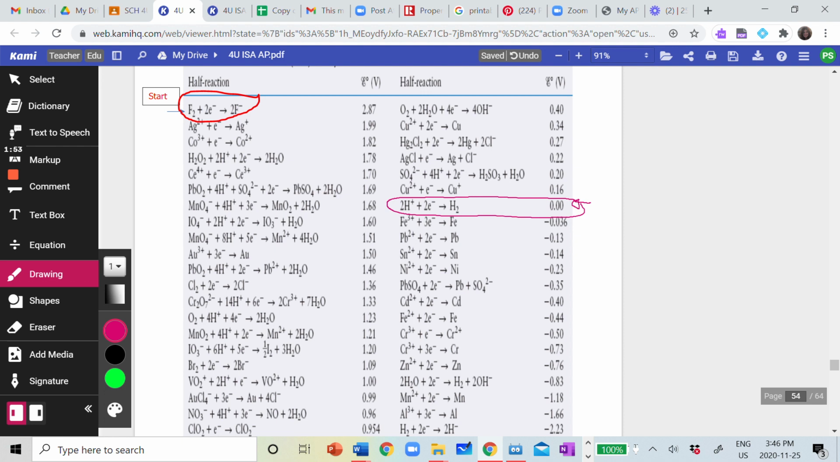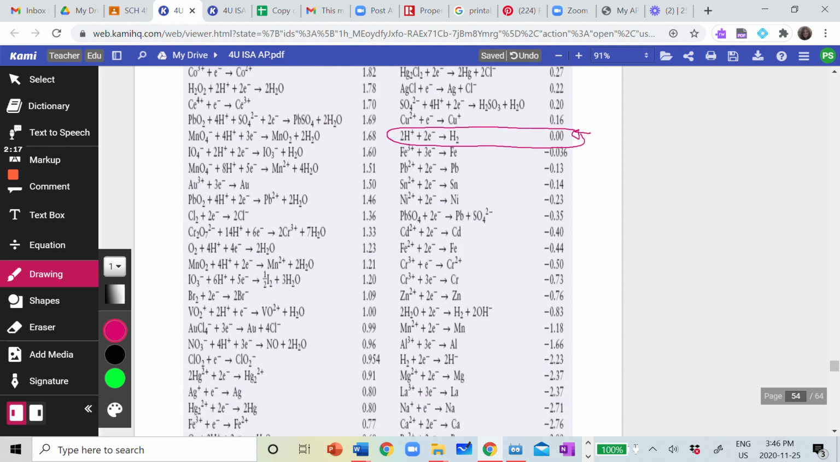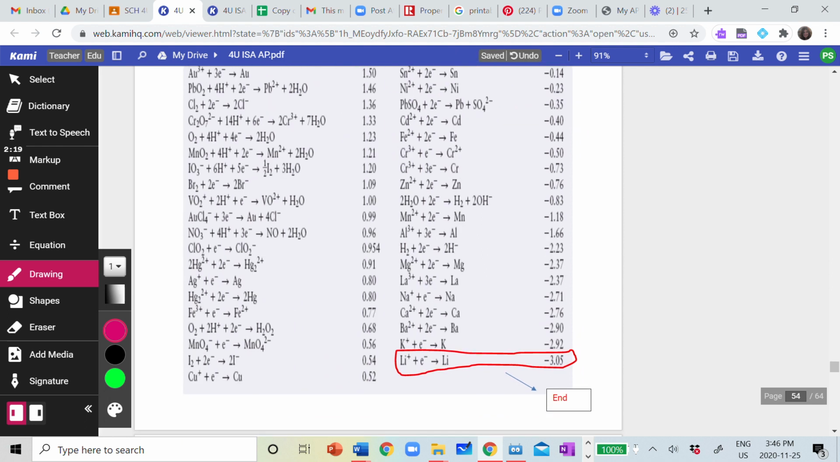Okay, and because this is assigned a value of 0, whatever voltage reading they get when they combine each of these half cells with this hydrogen half cell to create a full electrochemical cell, whatever voltage reading they get, they assign to the other half cell. So notice that the values are positive, very positive here. The most positive value is at the top, and the most negative value here is at the bottom.